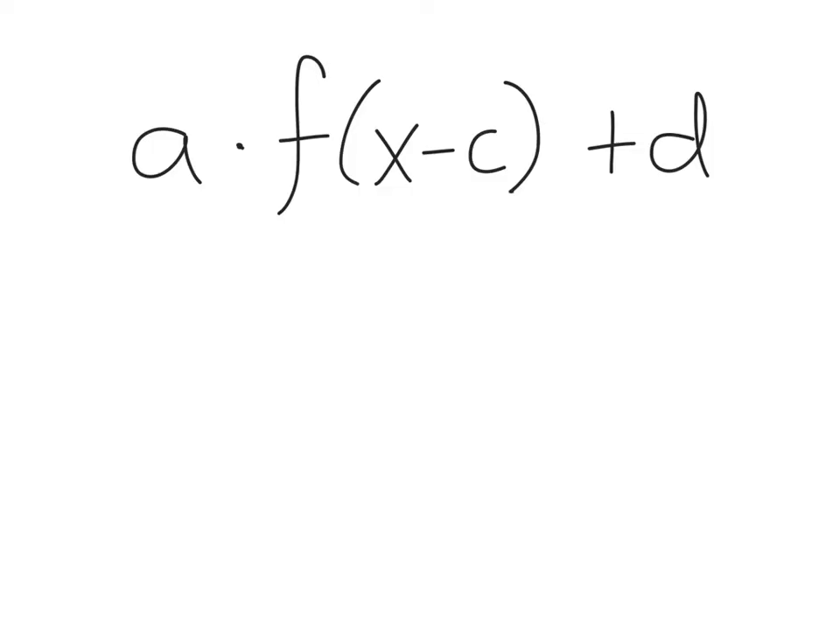So here we have a general equation, a general function. Our function, f of x, will be affected by a c inside the parentheses, an a in front of the function, and a d on the very back. Our goal is to identify these three different variables and what they do to the function to see how it changes. Now, you might also see it as a, h, and k, right? A, c, and d, or a, h, and k.